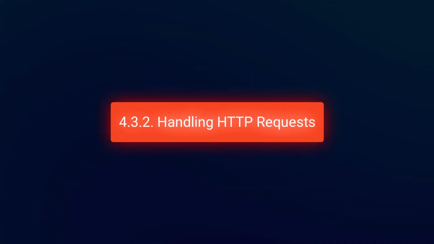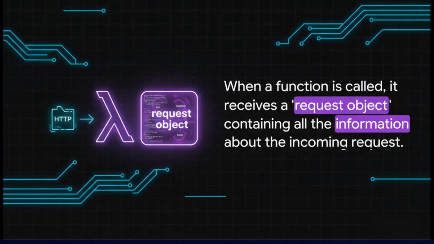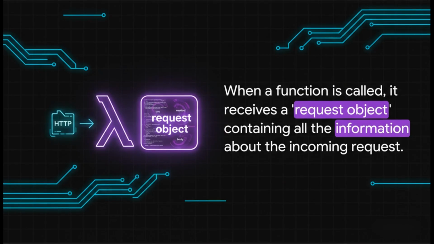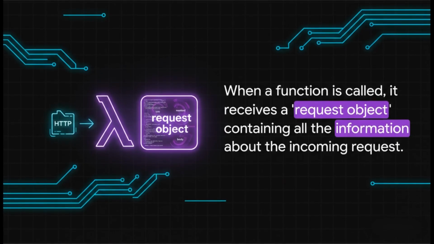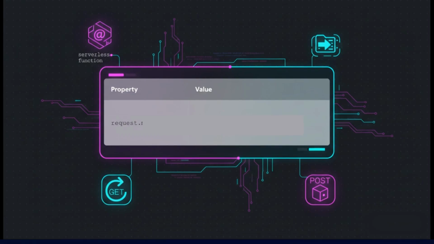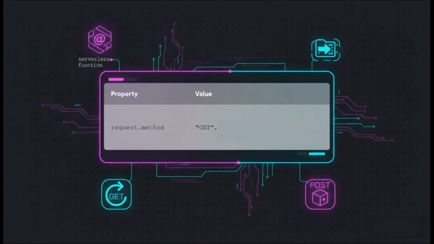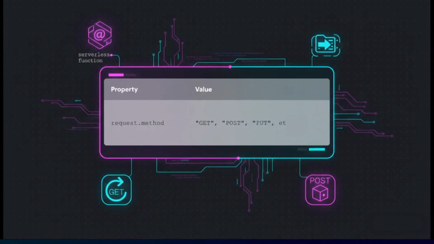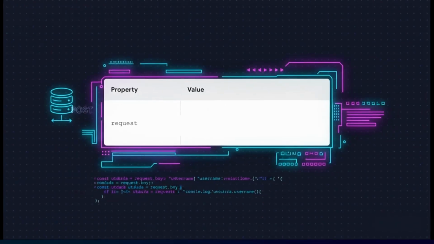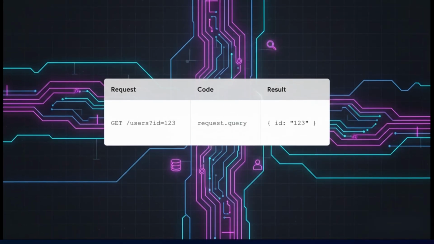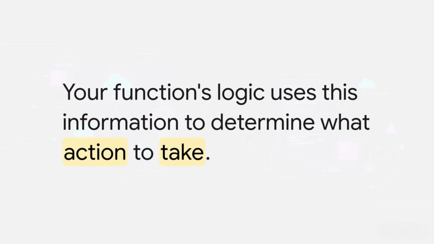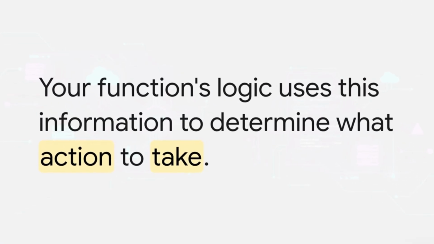Handling HTTP requests. When an HTTP function is called, it receives a request object that contains all the information about the incoming request. This includes the HTTP method, that is, get, post, put, and more, the request body for post requests, and a query parameter for get requests. Your function's logic will use this information to determine what action to take.